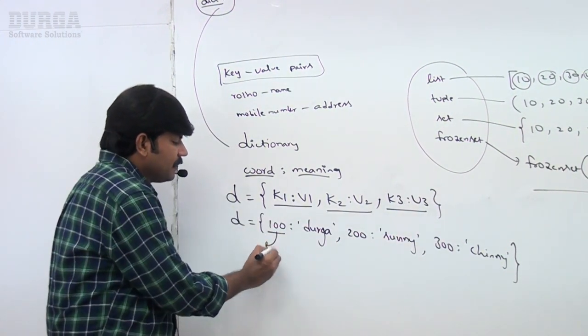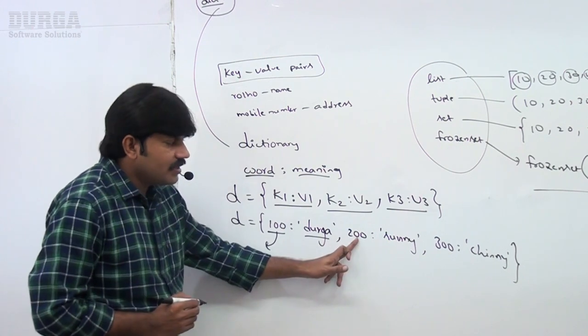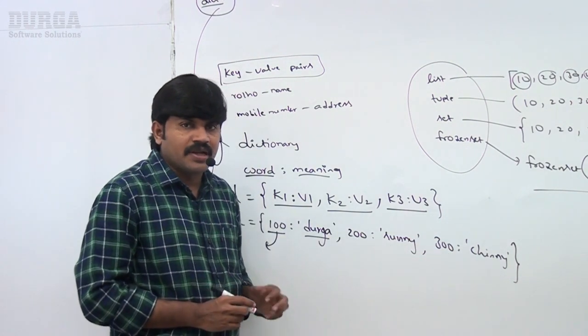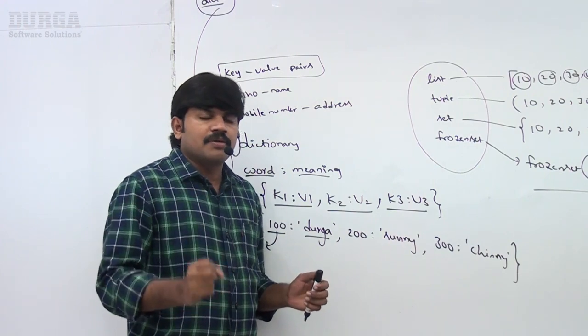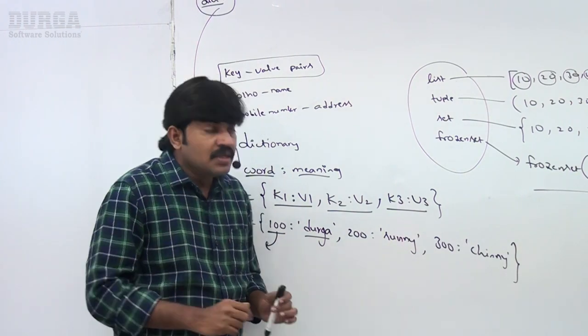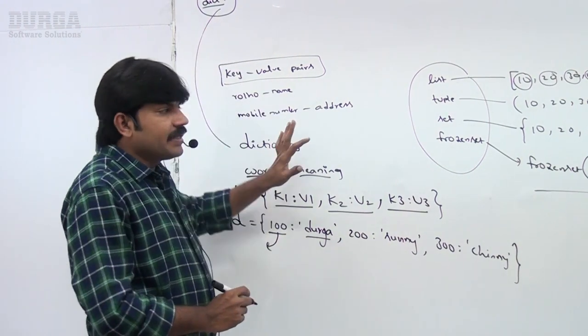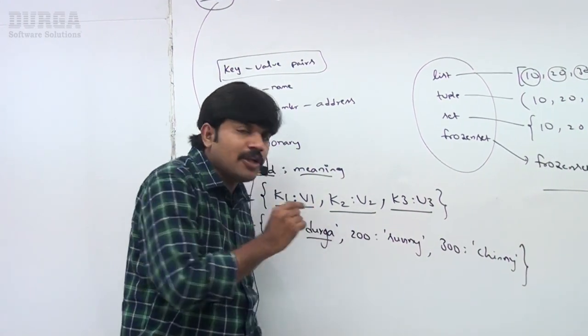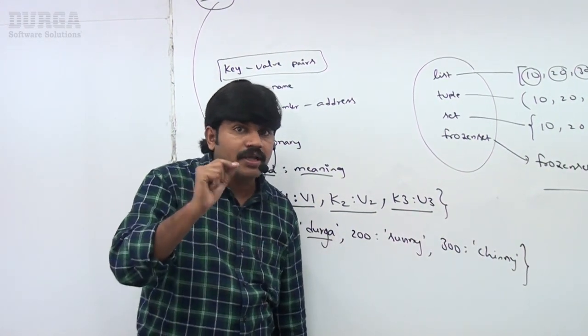Sir, this is the key, this is the value. 200 is the key, Sunny is the value. 300 is the key, Chinny itself is the value, right? If you want to represent a group of key value pairs, then we require to go for the dictionary concept. Is it clear, right? Sir, let me execute this one.